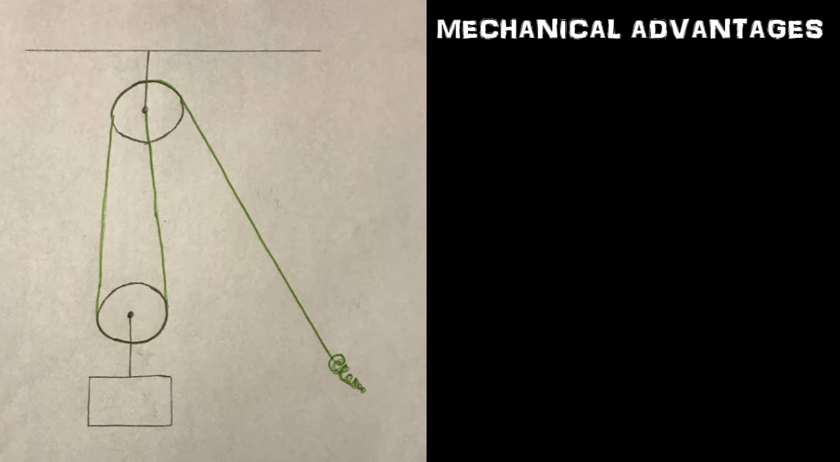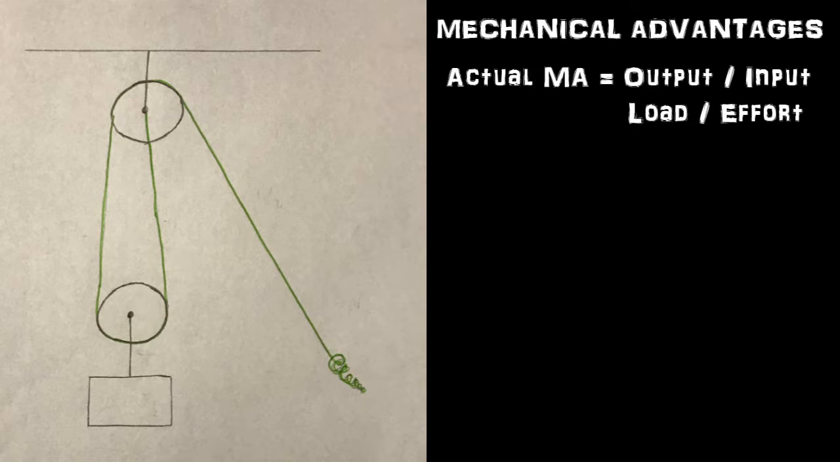They are important. First, what is mechanical advantage? There are two types of mechanical advantages. The actual mechanical advantage, or AMA, is the ratio of output force to input force. In other words, it is the force of the object you're trying to raise, or the load, divided by the amount of force you put in, or effort.